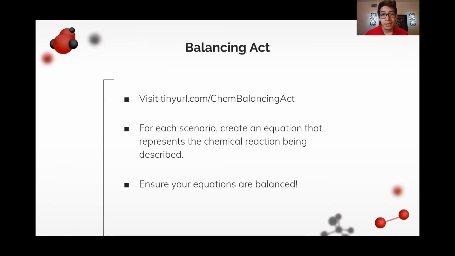Let's go ahead and challenge ourselves one more time. This time we're going to visit tinyurl.com/chembalancingAct. You've got a list of scenarios. They are word equations, and what you're going to do is create a chemical reaction for the equation that is being described. You also want to ensure that your equations are balanced, and once you finish that, you can check out the key, which is included in the instructions to that worksheet. Go ahead and pause the video now, and I will see you when you get back.